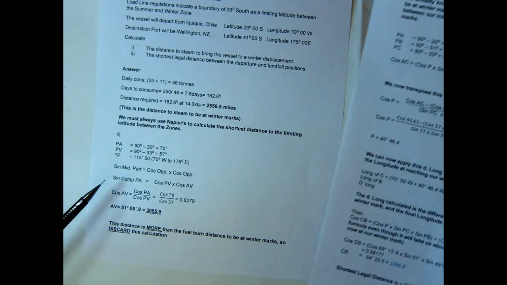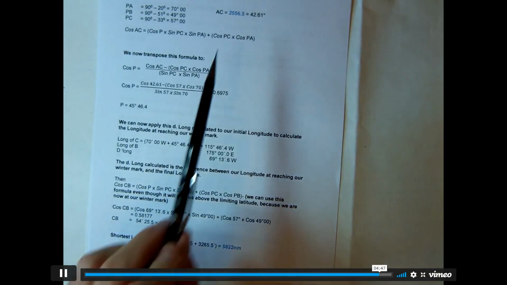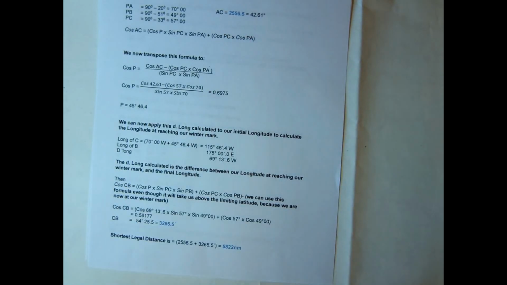So hopefully you can see what we've done there. We've had to discard the 3065.9 that we first calculated because it exceeded the fuel burn distance. Therefore the first great circle was the fuel burn distance, and the second great circle was the one that we calculated. We added the two together, and that gave us our shortest legal distance.